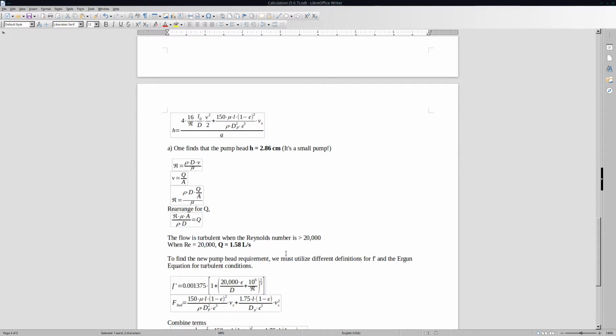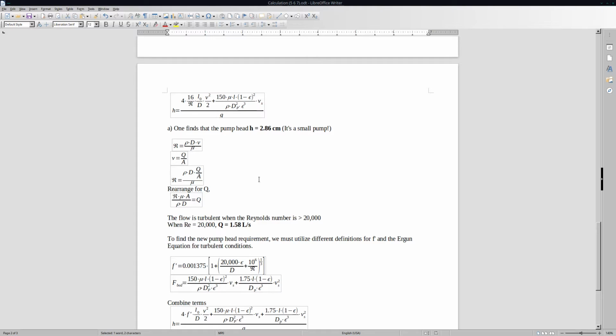So then, for the turbulent discussion of internal fluid flow and flow through porous media, we need to find the fluid flow rate that would make the flow in the system turbulent. So we know for flow through porous media, it's going to be turbulent when the Reynolds number is above 20,000. We can rearrange the equations that we have for the flow rate and find that the flow rate would need to be about 1.58 liters per second in that situation.